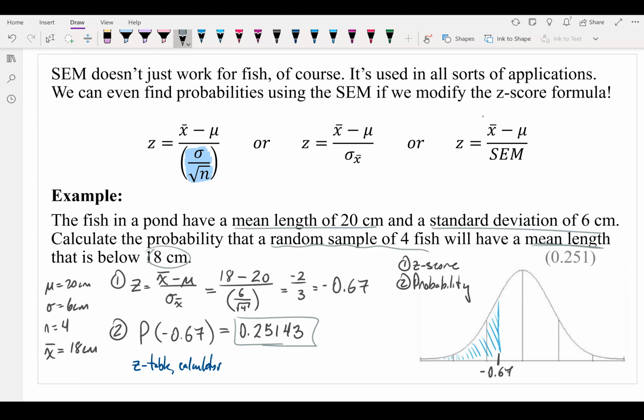So to recap, that is the probability that if you take a random sample of 4 fish, like you just dip into the pond and take 4 fish, their average length as a group is going to be less than 18 centimeters. The mean is 20 centimeters. Let's not forget that. How likely is it that that average length is going to be below 18 centimeters? That is about a 25% chance. I hope that makes a bit of sense.